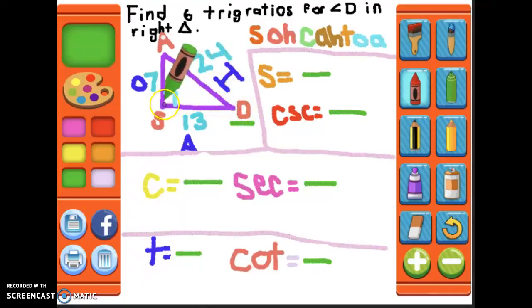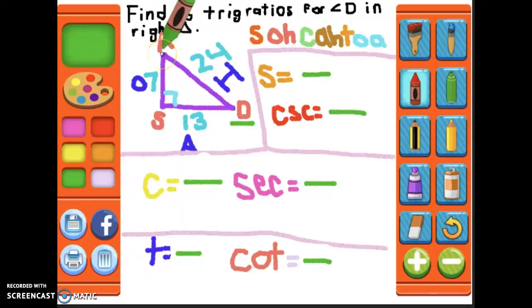So we know that across from our right angle, the longest side is going to be our hypotenuse, of course, and that's the easiest thing to find first. And then we have our adjacent side. So this side is adjacent to D, and this side is opposite to D. So for sine, we have opposite over hypotenuse. Cosine, we have adjacent over hypotenuse. And for tangent, we have opposite over adjacent.